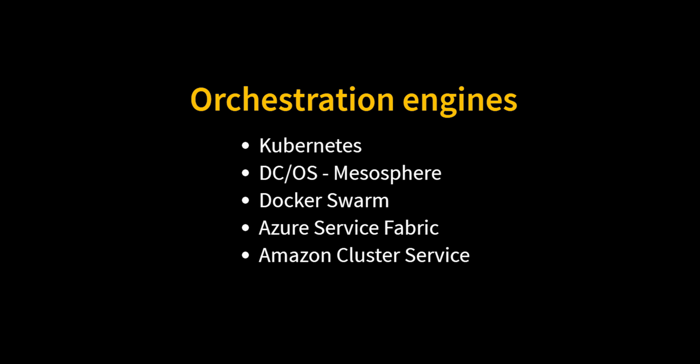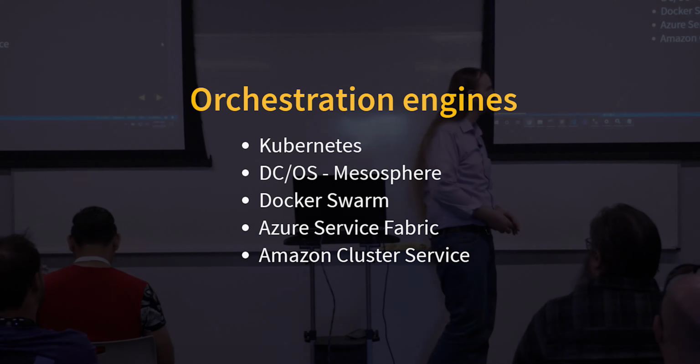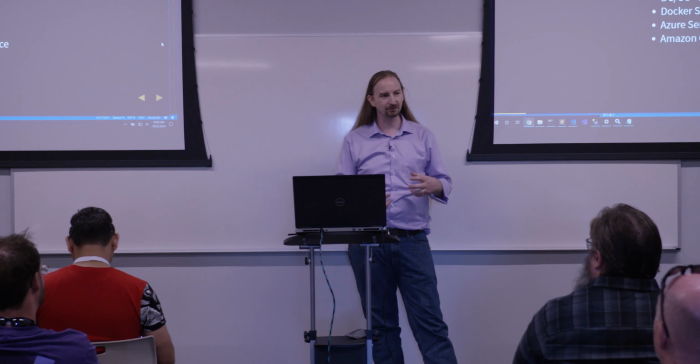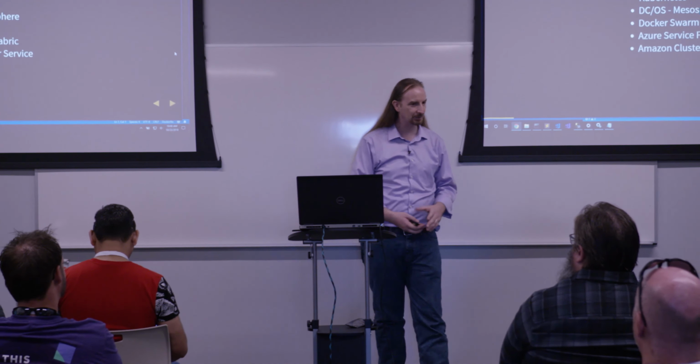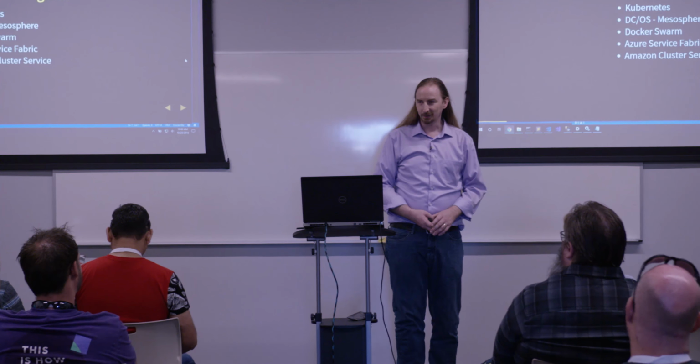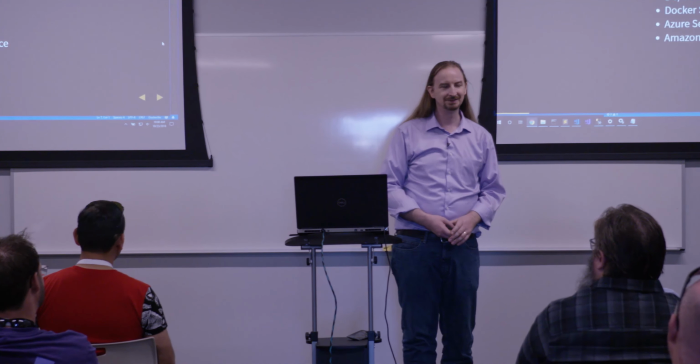Azure Service Fabric is one made by Azure. It's now open source, which is pretty cool. Amazon Cluster Service is a closed source orchestration engine, kind of a similar mechanism. Which is the best orchestration engine for you?